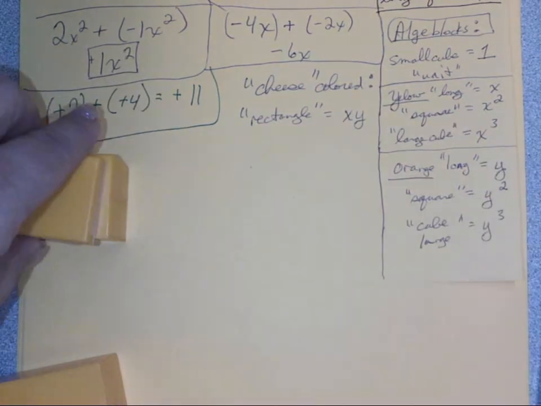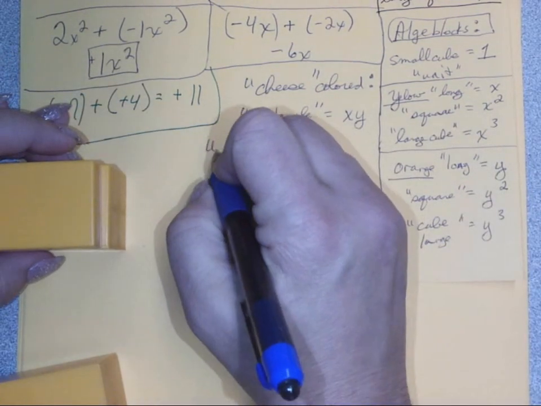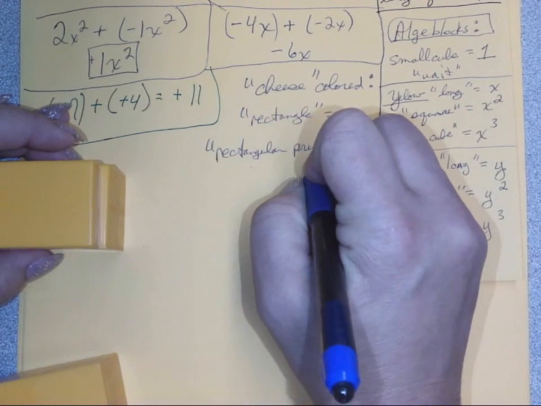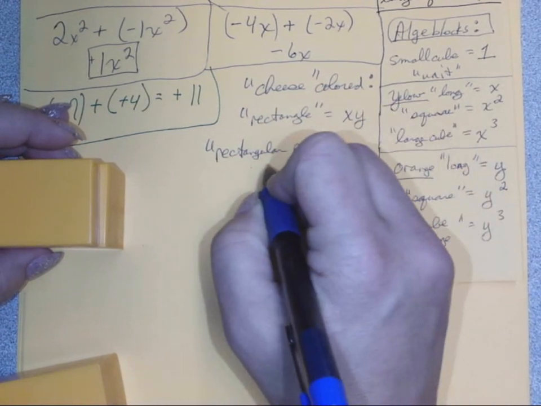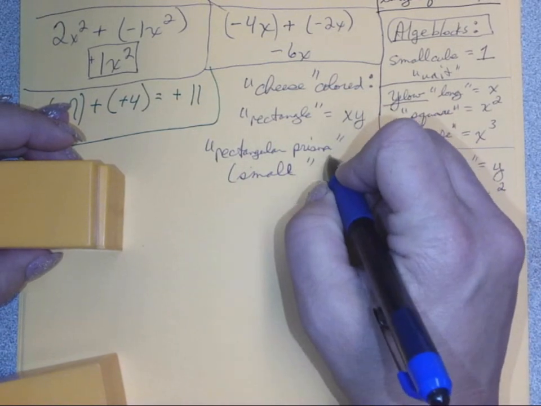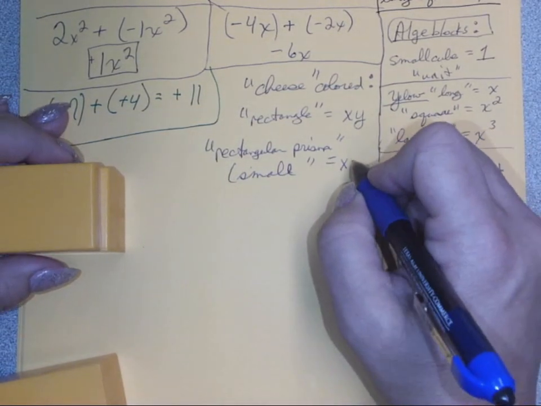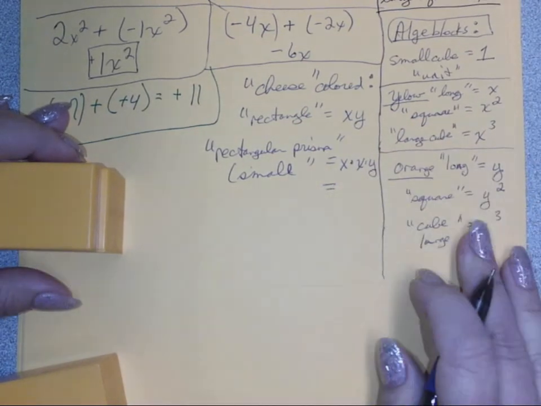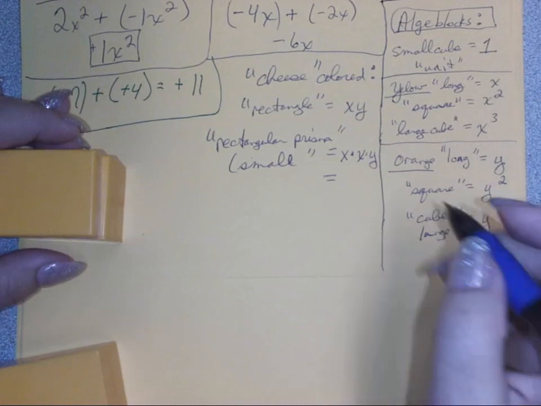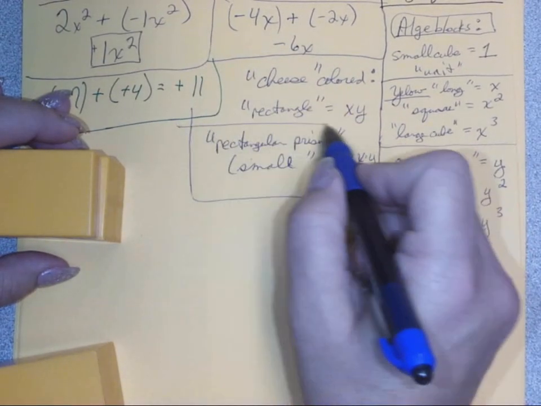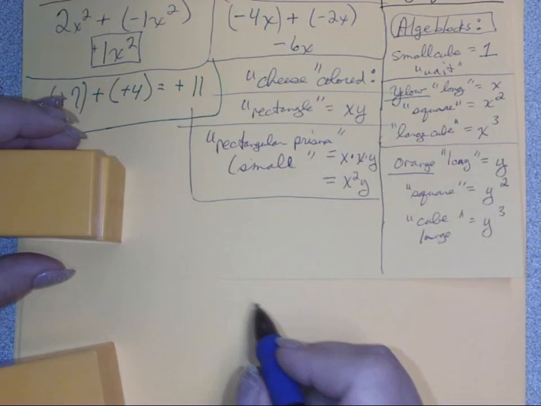So let's think about that. So there's a rectangular prism, and he's the small one. And he is x deep, and his face is an x times y. So what do we think about that? X squared y. Everybody agree? So I've got some weird cheesy colored stuff.